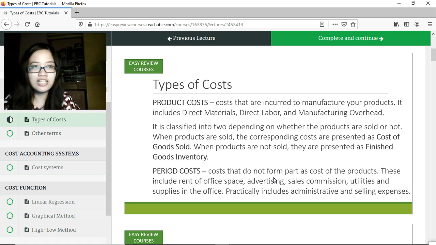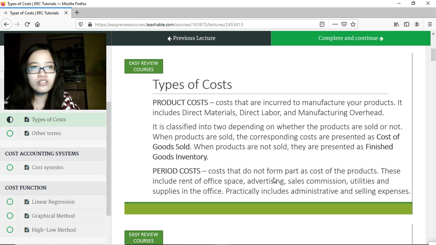And then we also have utilities ng office again. Okay? Kasi dun sa office, hindi naman dun nangyari yung manufacturing process, so period cost siya. And then yung supplies na hindi ginamit sa production, but ginamit sa office, like office supplies, mga ballpen, pagpiprint ng reports, pero not related in the manufacture of the product again. So they are classified as period cost. Okay? Other term for that is administrative and selling expenses.